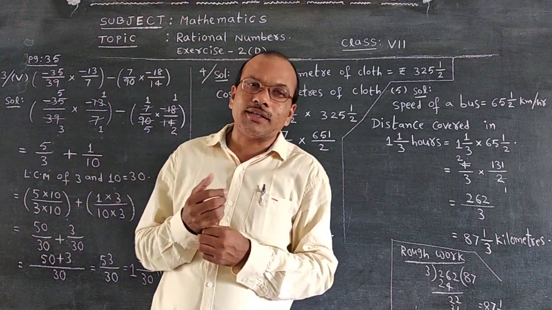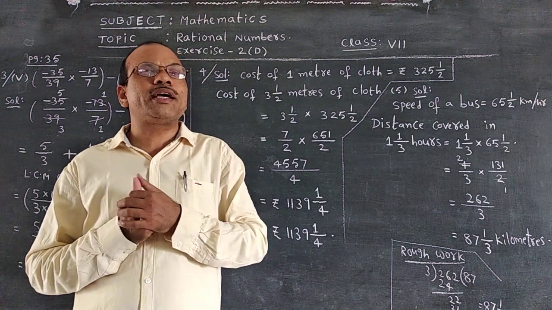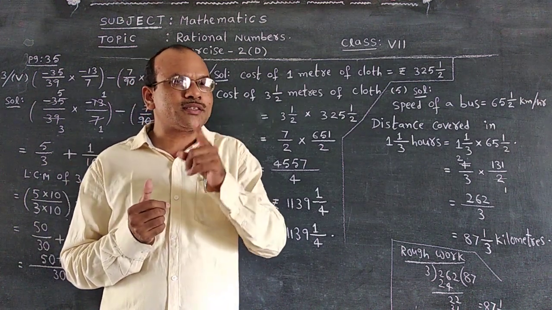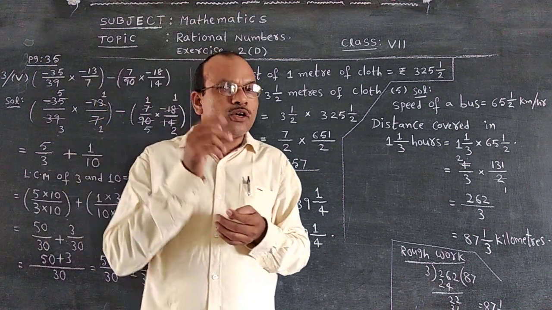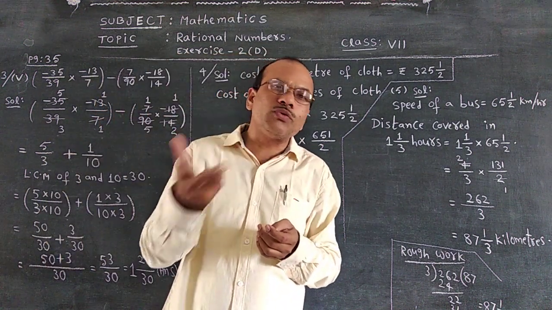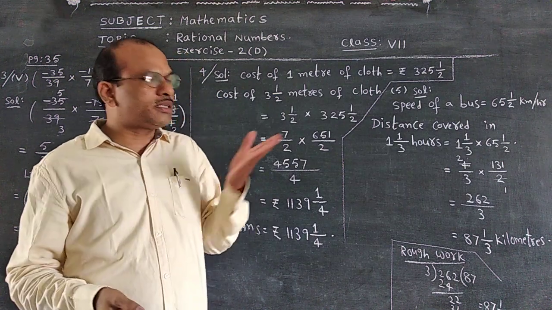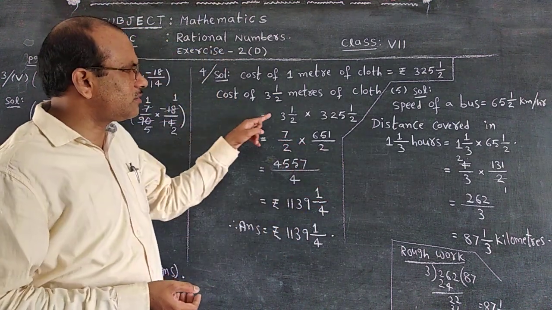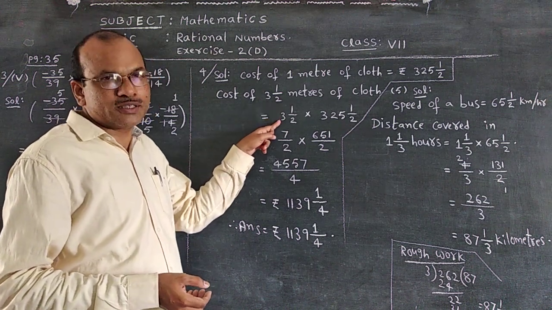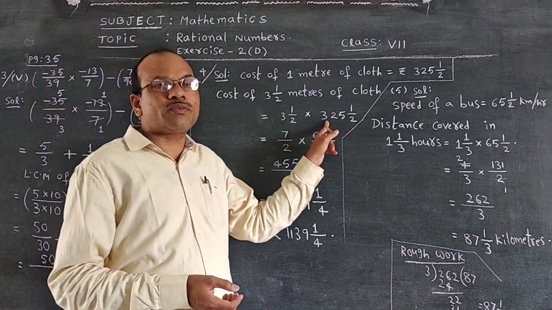Just multiplication. How many meters of cloth do we require in the example? 3 meters of cloth. What is the cost of 1 meter of cloth? We said 10 rupees. 3 into 10 rupees gives you 30 rupees. In the same way we have to multiply both the values here. How much cloth is required? 3 1/2 meters. What is the cost of 1 meter of cloth?